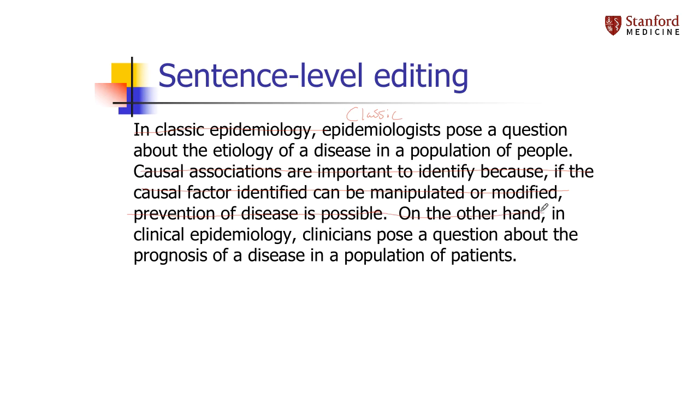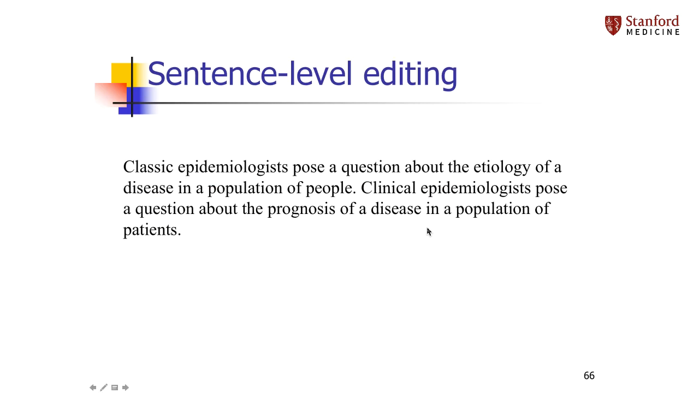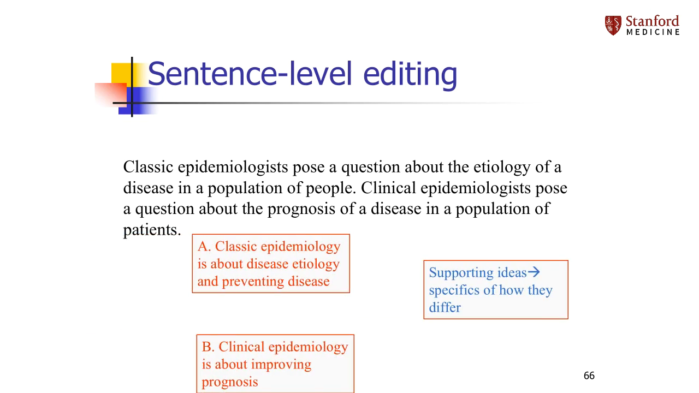Then I'm going to remove, on the other hand, we don't need that transition anymore because we have this nice parallel setup. And then I'm going to say, in clinical epidemiology, again, I'll change that to clinical epidemiologists to remain parallel with the first sentence. Clinical epidemiologists pose a question about the prognosis of a disease in a population of patients. So that reduces nicely down to this shorter version. Classic epidemiologists pose a question about the etiology of a disease in a population of people. Clinical epidemiologists pose a question about the prognosis of a disease in a population of patients. We get that nice parallel structure, and we've hit A and B on the outline now. We've compared and contrasted clinical to classical epidemiology.